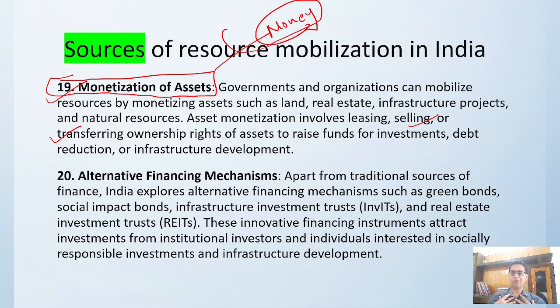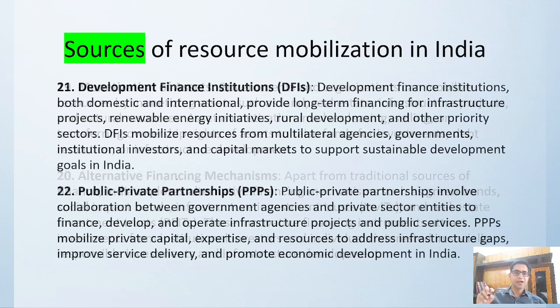Okay, if you have a company and you are not able to run it properly, then you should sell it to someone who is expert in running that company. You will get the resources as money, and that person will be able to run that company properly, right? So it is a win-win situation over here. Then we have alternate finance mechanisms like infrastructure trusts and real estate trusts. So these are all the places from where you can generate resources and money.